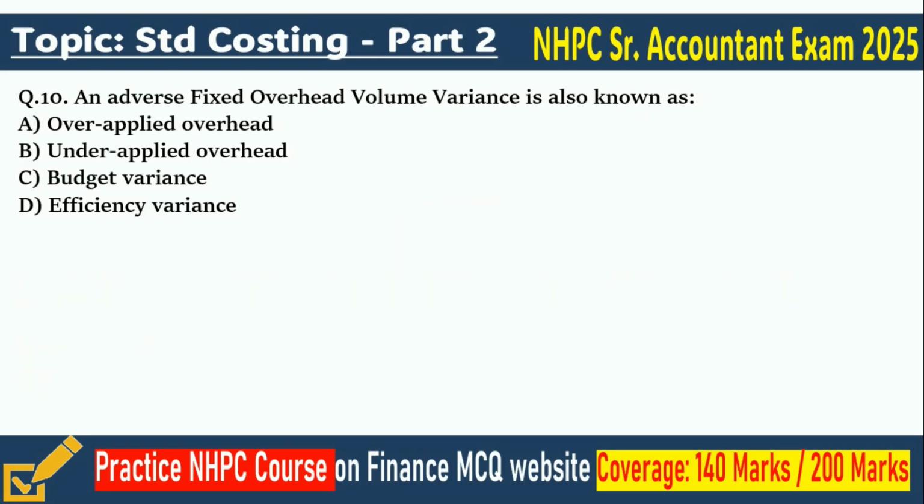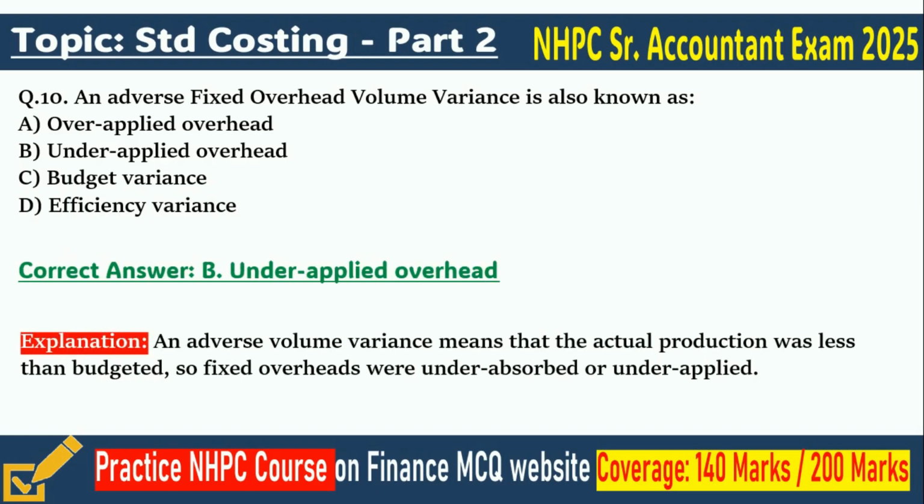An adverse fixed overhead volume variance is also known as: option A, over applied overhead; option B, under applied overhead; option C, budgeted variance; option D, efficiency variance. So friends, here it is, adverse fixed overhead volume variance. So what's the correct answer? Friends, it will be option B, which says under applied overhead.